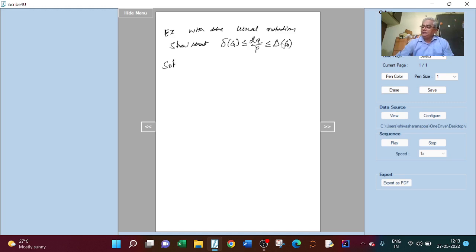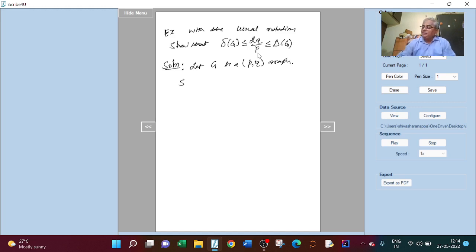Okay. So here δ(G) is the minimum degree of the graph G and Δ(G) is the maximum degree. P is the number of vertices and Q is the number of edges of G. Okay. So here let me start. Let G be a (p, q) graph.